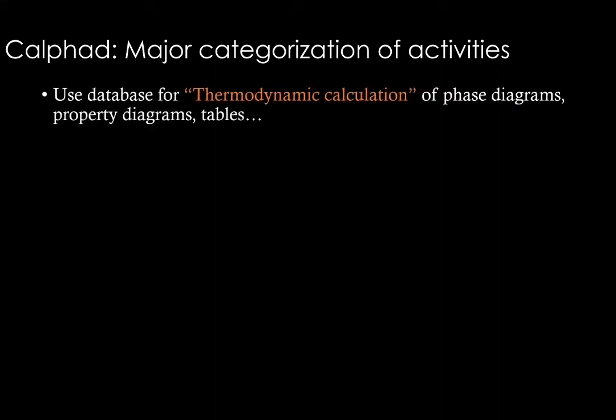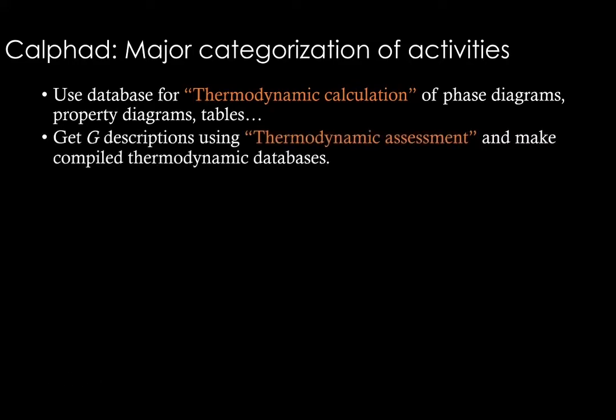There are several activities in CALPHAD. They can be categorized into two major groups. The first one is quite common. People who talk about CALPHAD generally mean this: use a database for thermodynamic calculation of phase diagrams, property diagrams, or tables, etc. Okay, so this is basically using the database. This database is nothing but a Gibbs energy database, where Gibbs energy descriptions are saved. That database is used to do a calculation, which is Gibbs energy minimization, to calculate the phase diagram. Okay, so this is one major activity.